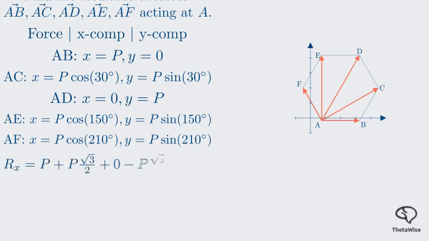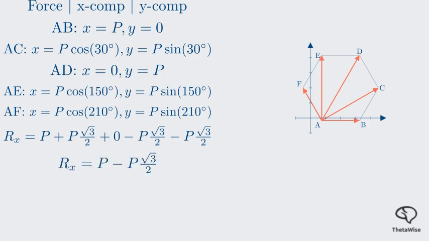Now for a clever observation. Let's look at the x components. We have P plus P times root 3 over 2 plus 0 minus P times root 3 over 2 minus P times root 3 over 2. Notice that the components from AE and AF cancel out with the component from AC. They have the same magnitude but opposite signs. So, the total x component of the resultant is P minus P times root 3 over 2.